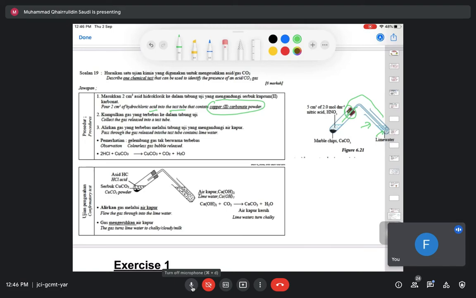So this is how we react metal carbonate with acid. Pour acid into a test tube and then you add a copper 2 carbonate powder. Collect the gas release into a test tube, and then pass through the gas release into a test tube contain lime water. The gas bubble will release. The gas bubble release awak akan nampak dekat sini. And then the gas will transfer into another test tube and this lime water will turn cloudy. Okay, this one is the confirmatory test. The gas turn lime water to cloudy. So when the lime water turns cloudy, we will know that the gas produced is carbon dioxide. Okay.